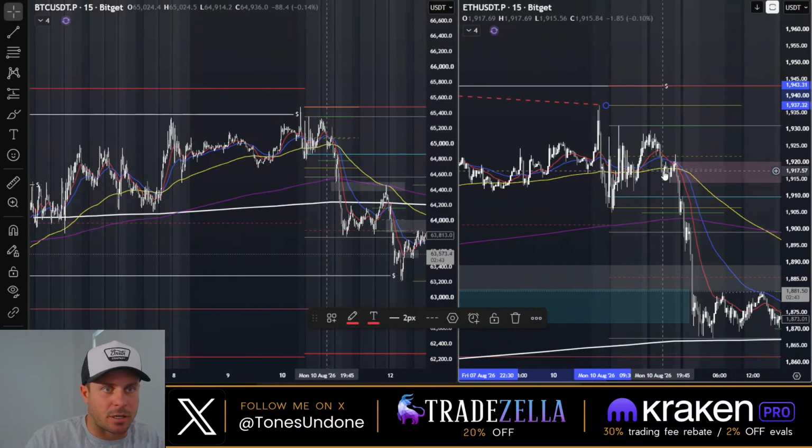This is why here I re-entered that trade. This was all a bit of a mess, but on the 1 hour you had this big move down. That's when I re-entered 0.5%.